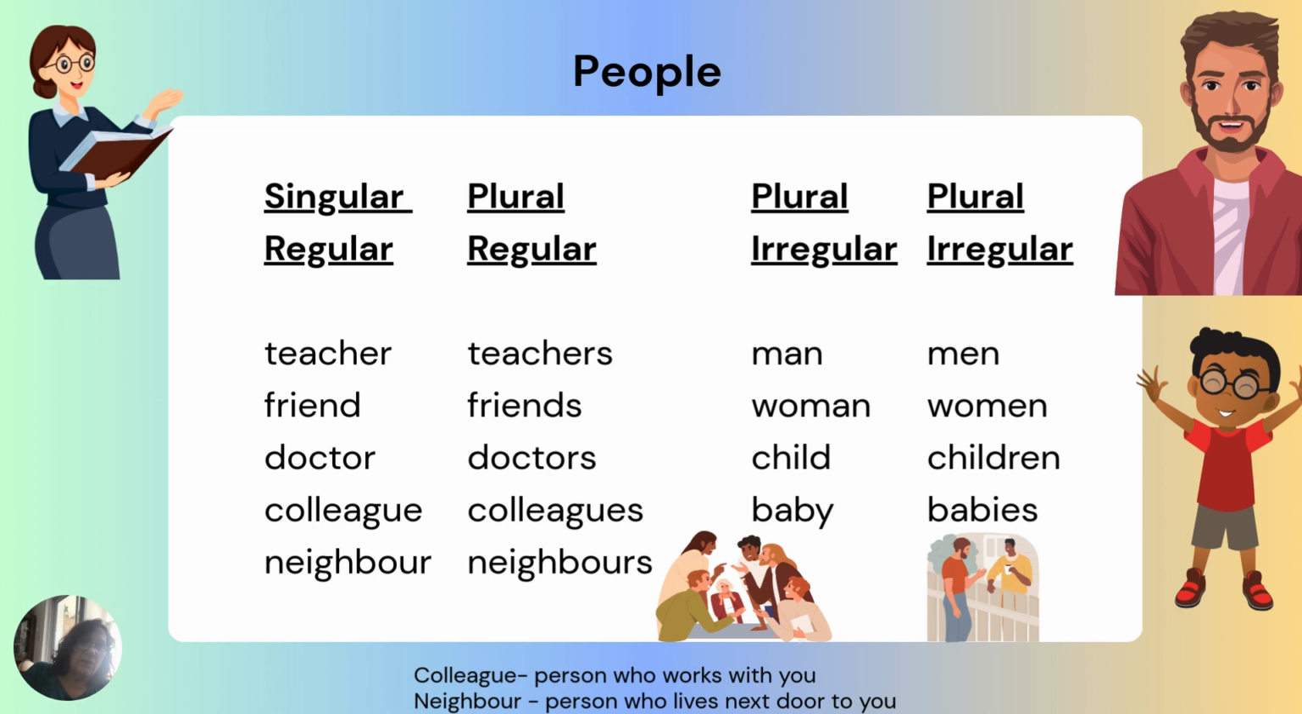So let's look at these other ones again. Teacher, friend, doctor, colleague, neighbor. What is the rule? The rule is we just add S. Teacher, teachers. Friend, friends. Doctor, doctors. Colleague, colleagues. Neighbor, neighbors. But man, men, no S. Woman, women, no. Child, children, no S. Baby, babies, there's an S there.